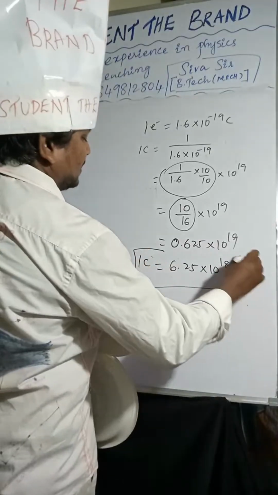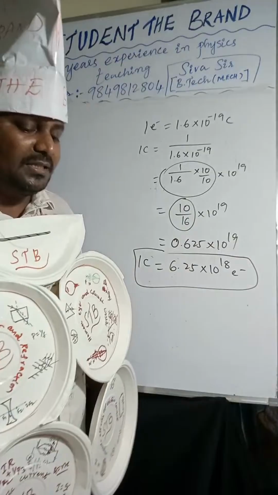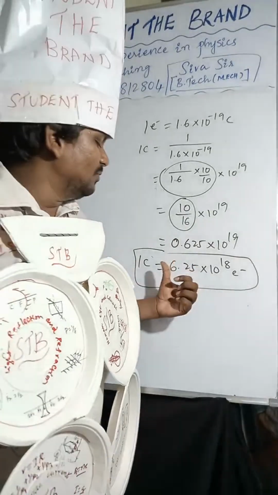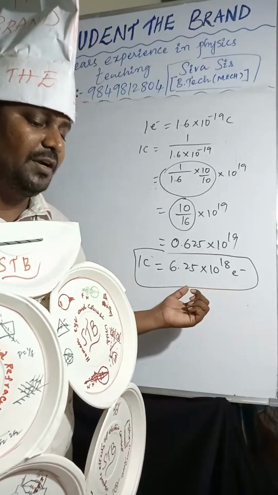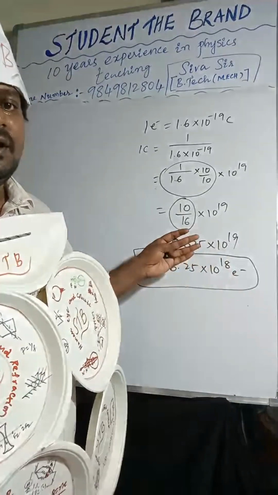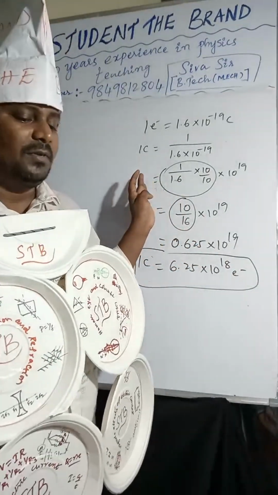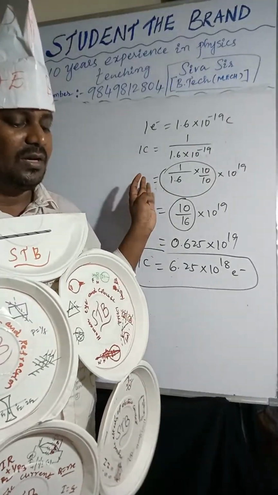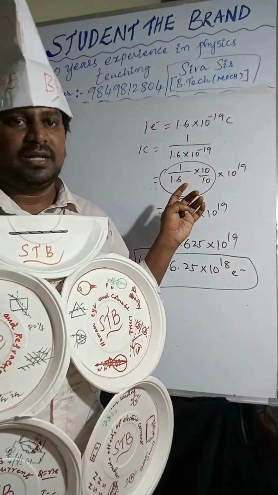How many electrons are present in 1 ampere of current? In 1 coulomb, 6.25 into 10 power 18 electrons are present. Very important, so make sure that you remember this. Problems related to this will also come. Okay, that's enough for today's class.